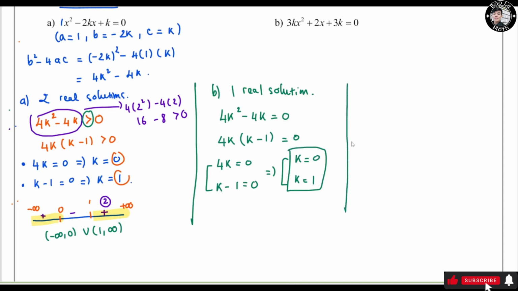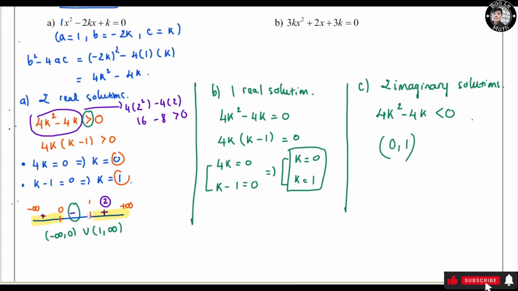And the last one, two imaginary solutions. We have 4k squared minus 4k must be less than 0. So we're going to use the inequality A right here, less than 0, which is this interval right here. So your solution must be 0, 1. This guy right here.